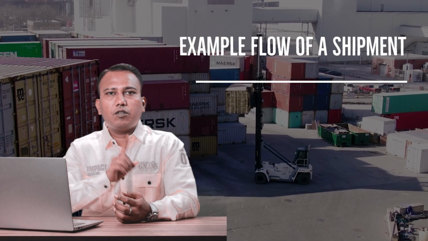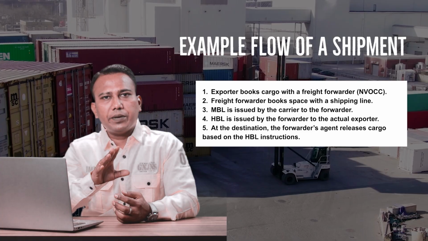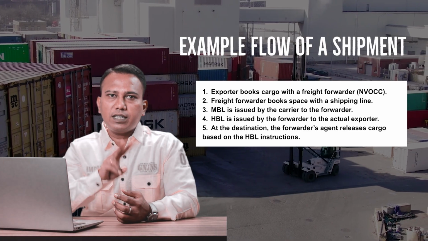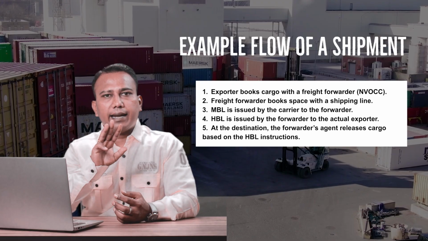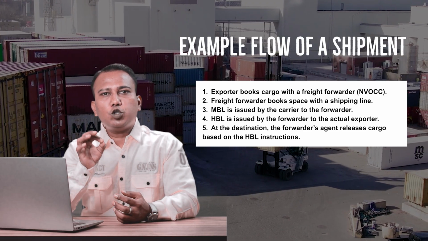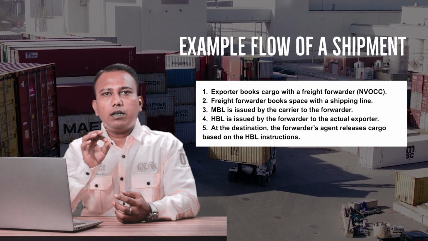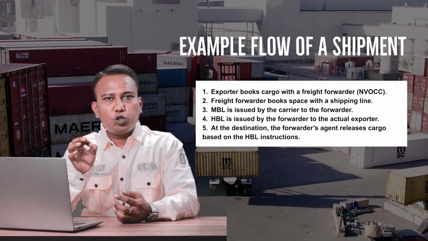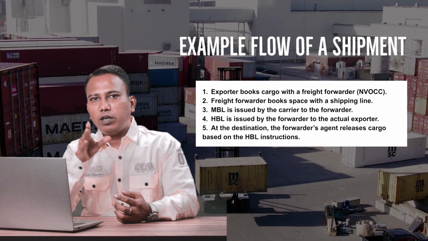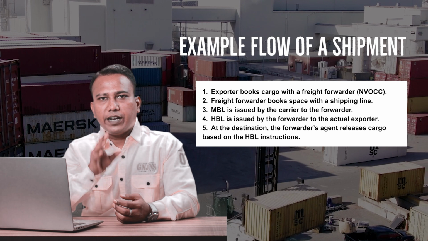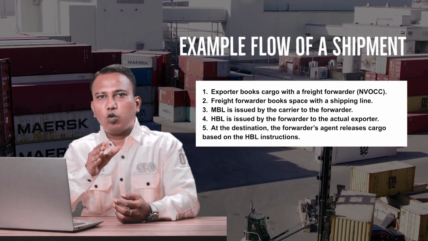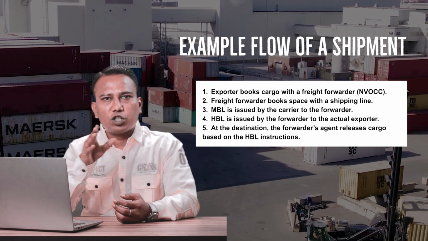Now we can see one example flow of shipment. First, exporter books shipment with freight forwarder or NVOCC. Second, freight forwarder books space with shipping line. And third, MBL is issued by the carrier to forwarder. HBL is issued by the forwarder to actual exporter. And after that, at the destination, the freight forwarder's agent releases cargo based on the HBL instructions.